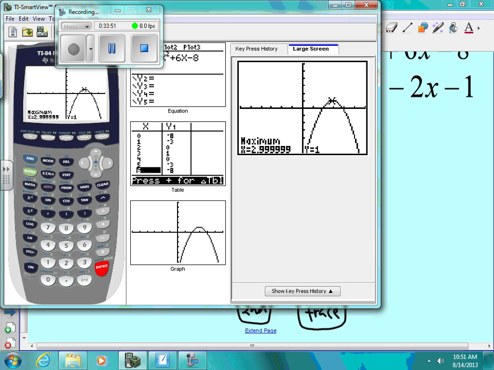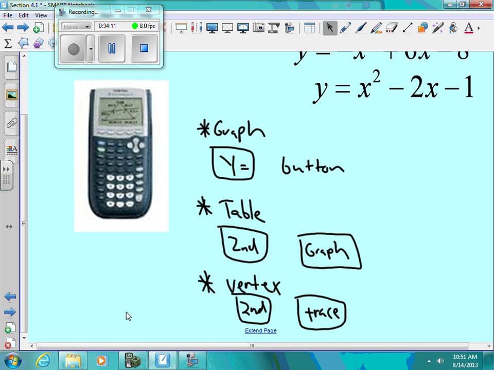And I get 2.99999 and y equals 1. Well, 2.99999 is pretty close to 3. It's just a rounded value. The more accurate the value will be, the closer you get those arrows to be together. So the closer you can get to the vertex without being on the vertex, the better for that method. So that's just another way to, technologically, I guess you'd say, find the vertex.